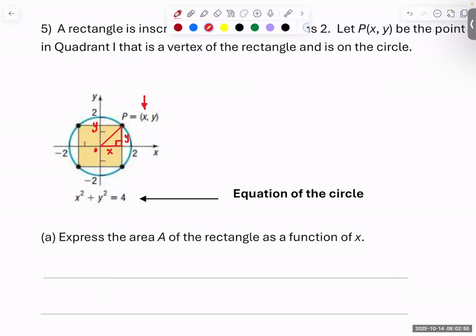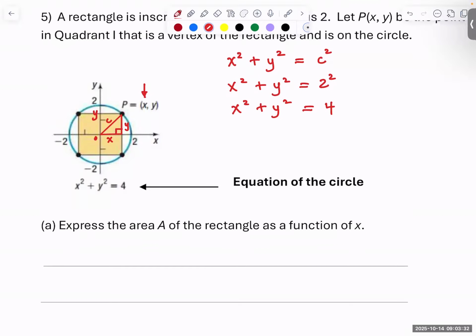Now the Pythagorean equation is leg squared plus leg squared equals hypotenuse squared. Let's use C for the hypotenuse. And the hypotenuse is the radius of the circle, which is 2. So x squared plus y squared equals 2 squared, which is 4. So that's how you generate that equation. X squared plus y squared equals 4.